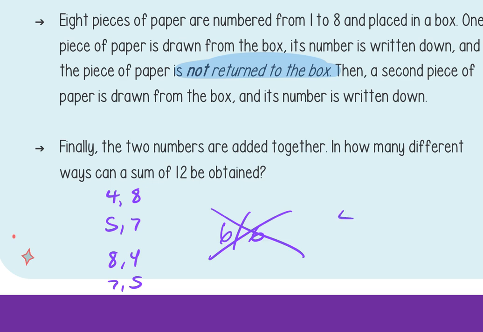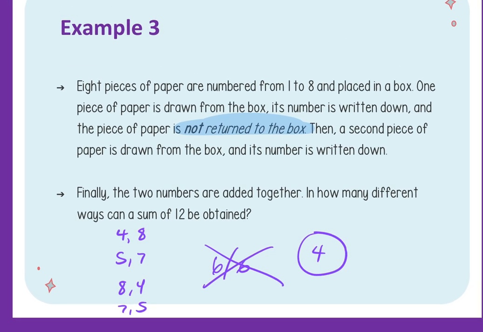So there are 4 ways this time, because it says you're not returning it to the box. So if you pull a 6 the first time, when you go back in to get a second number, the 6 is not there.